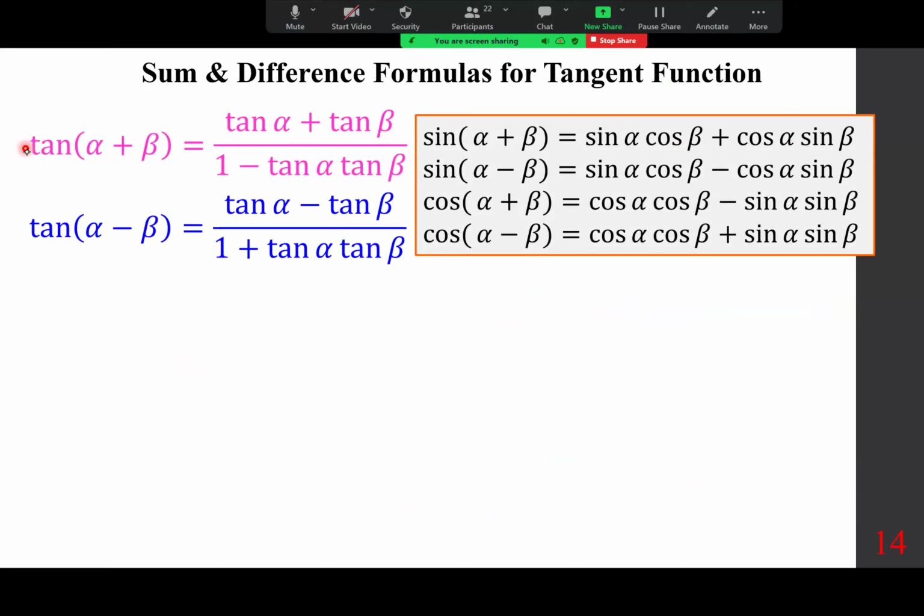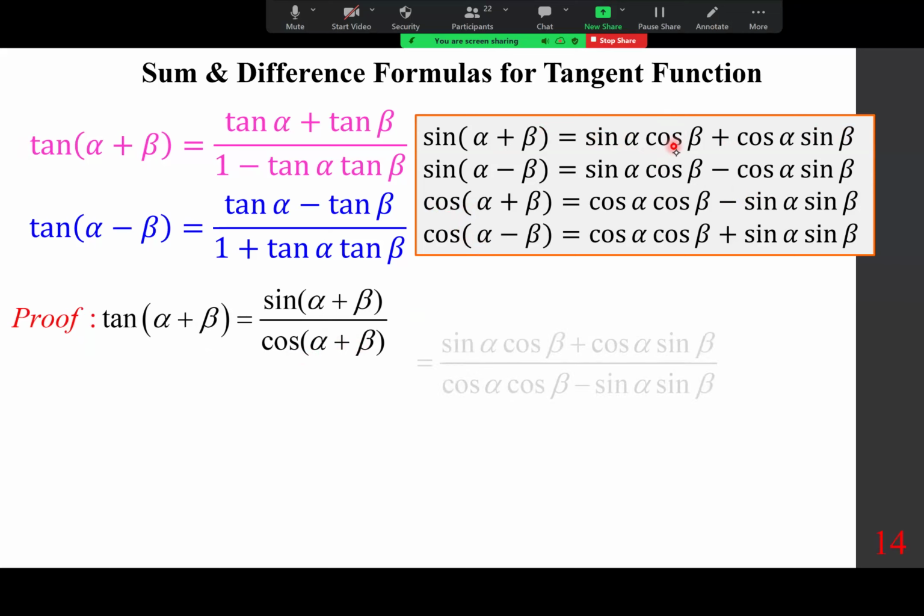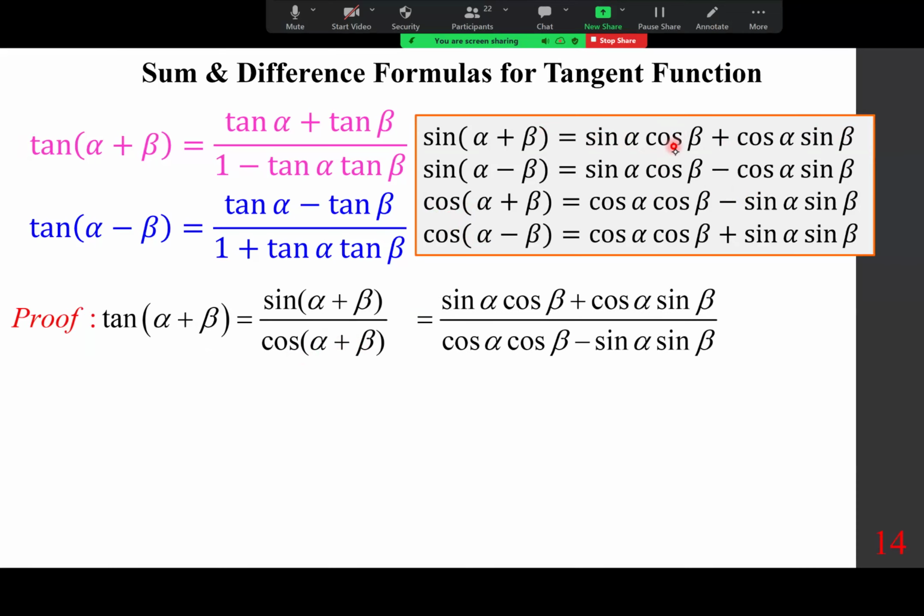basically, tangent is what? Sine over cosine. So sine of alpha plus beta over cosine of alpha plus beta. That's all. And we know sine of alpha plus beta, and we know cosine of alpha plus beta. Just use those. So this is the proof for tangent.